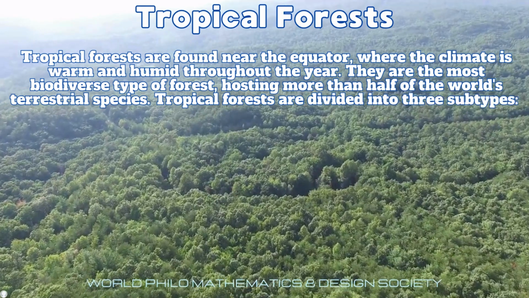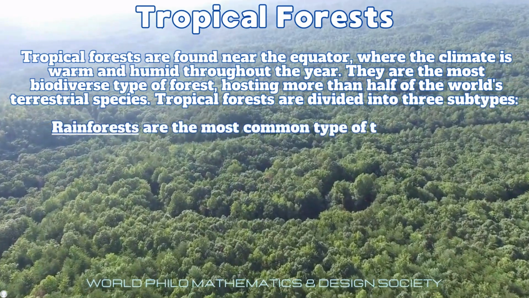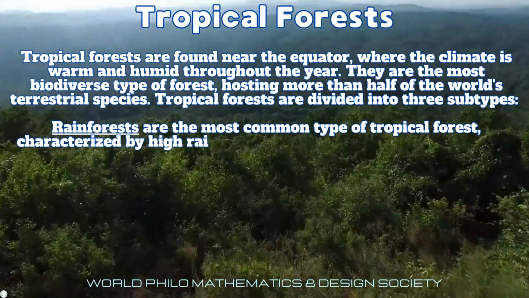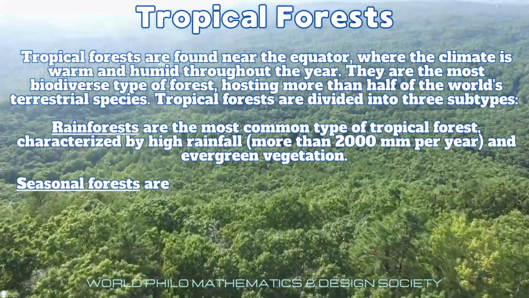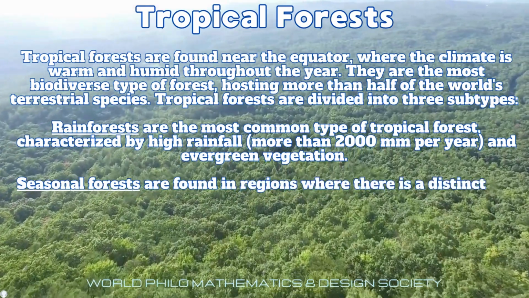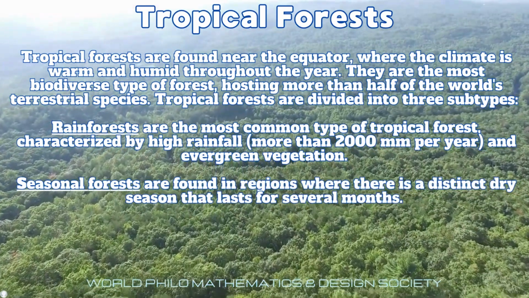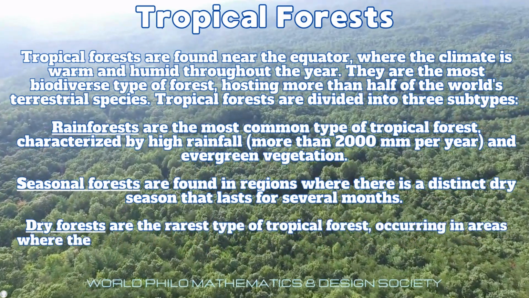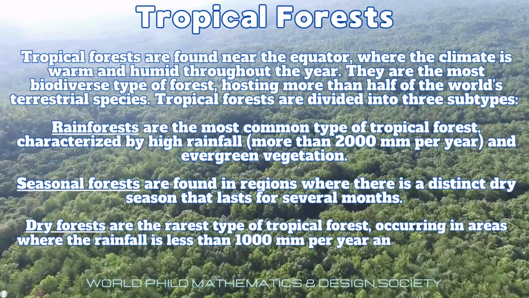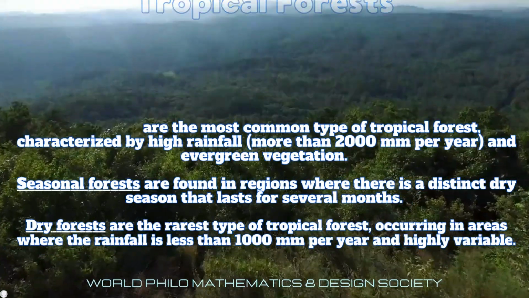Rainforests are the most common type of tropical forest, characterized by high rainfall, more than 2000 mm per year, and evergreen vegetation. Seasonal forests are found in regions where there is a distinct dry season that lasts for several months. And then there are dry forests, the rarest type of tropical forest, occurring in areas where the rainfall is less than 1000 mm per year and highly variable.